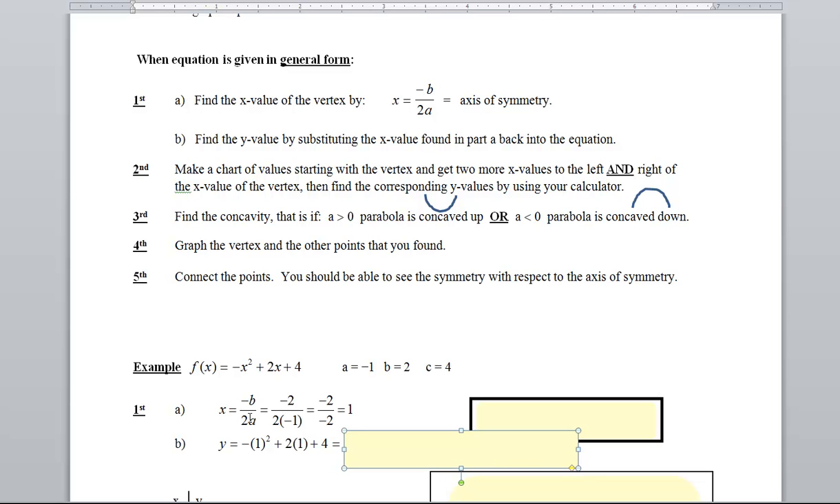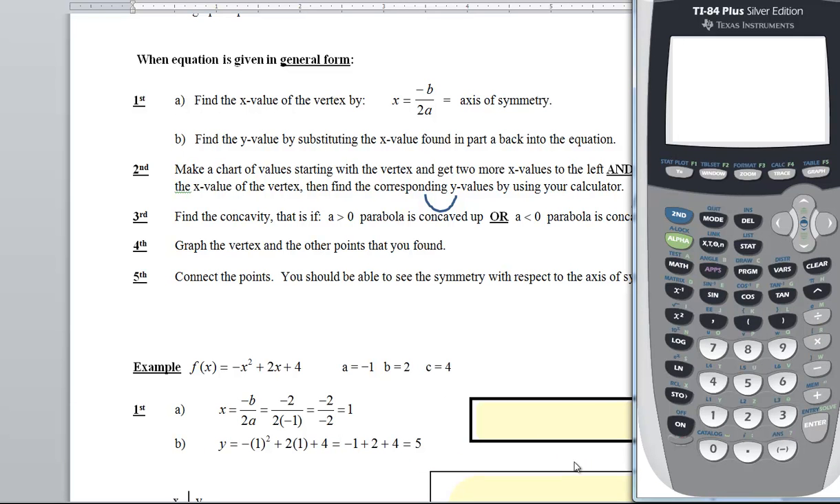Okay, so I put 1 in for x. Please use parentheses when you substitute. And if you use your order of operations, we should come up with 5. Now let me get my calculator.